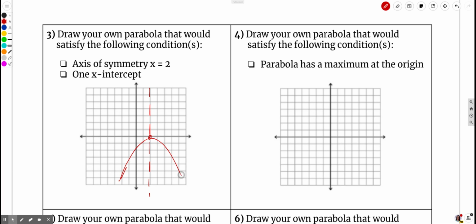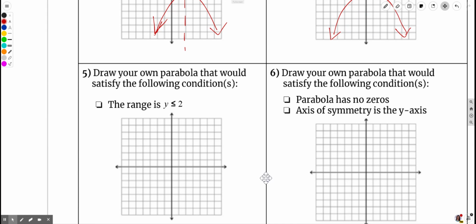I'm going to draw my parabola concave down. You can have your parabola concave up. But what's important is that your vertex is on the x-axis. Okay, I have to have for number 4 a maximum at the origin. So here's my origin, and the maximum means it's the highest point. So this is going to be what I draw.